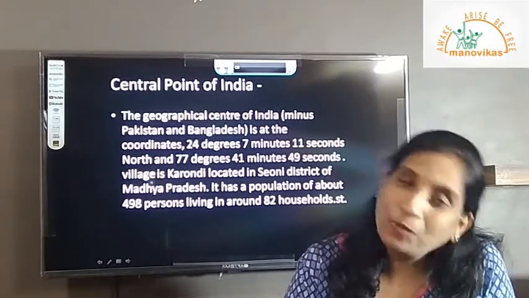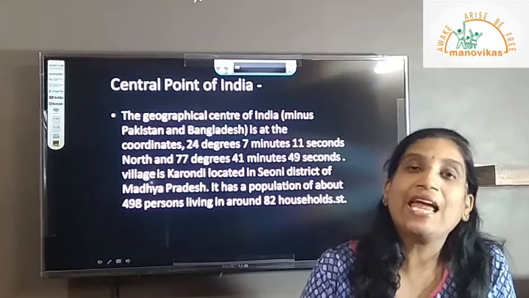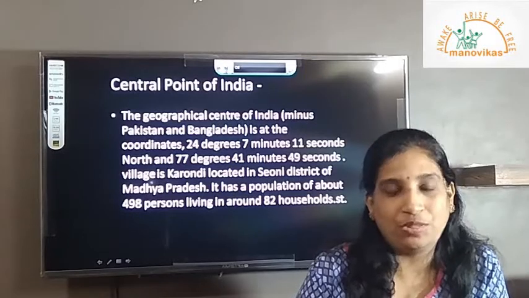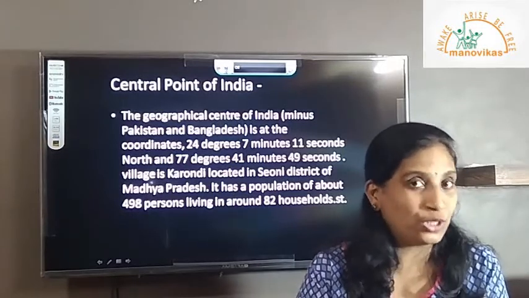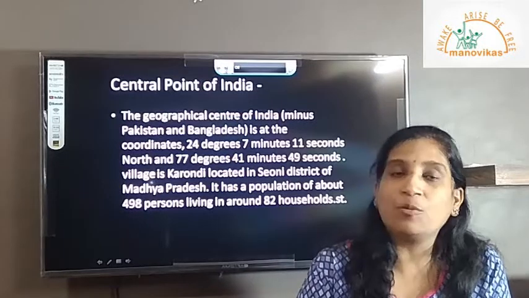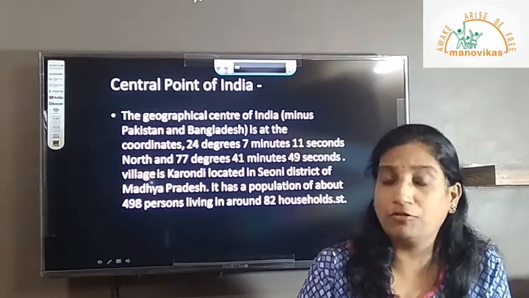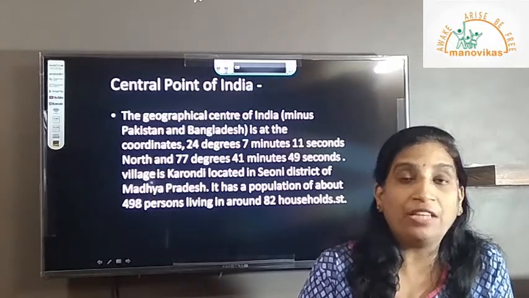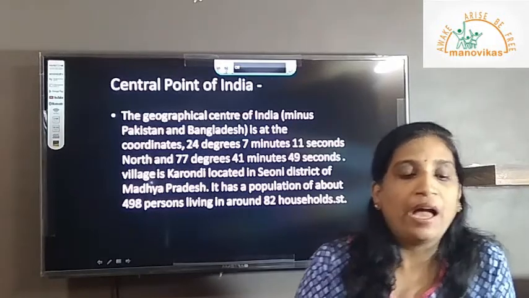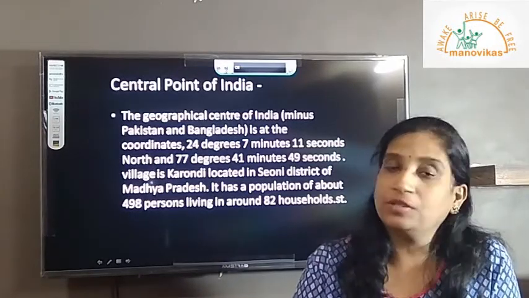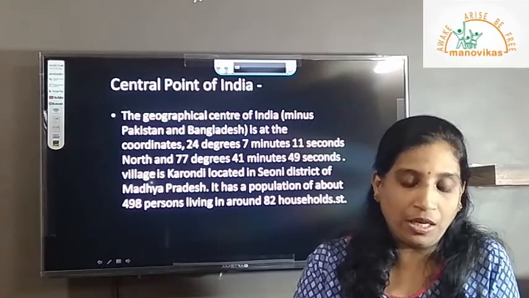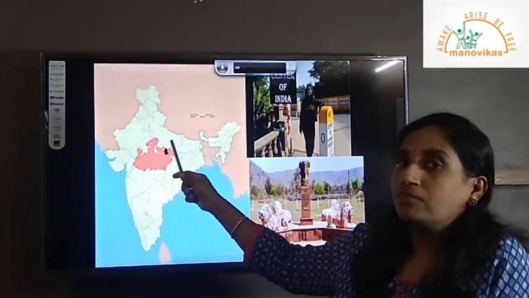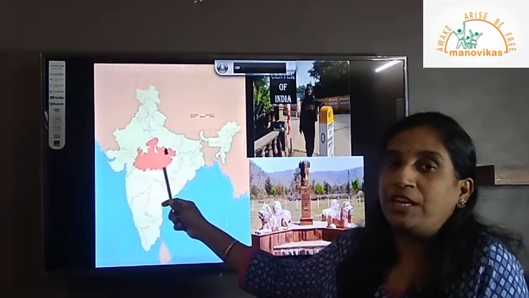It has a population of only 498 persons living in around 82 households. So there are altogether 82 houses in this particular village. It is a very interior part of the state of Madhya Pradesh. It's very difficult to explore this village, right? You have to cross the forest region also. The district is Seoni and the village is Karaundi in Madhya Pradesh. This is the picture of Madhya Pradesh, and where this central point of India is located.